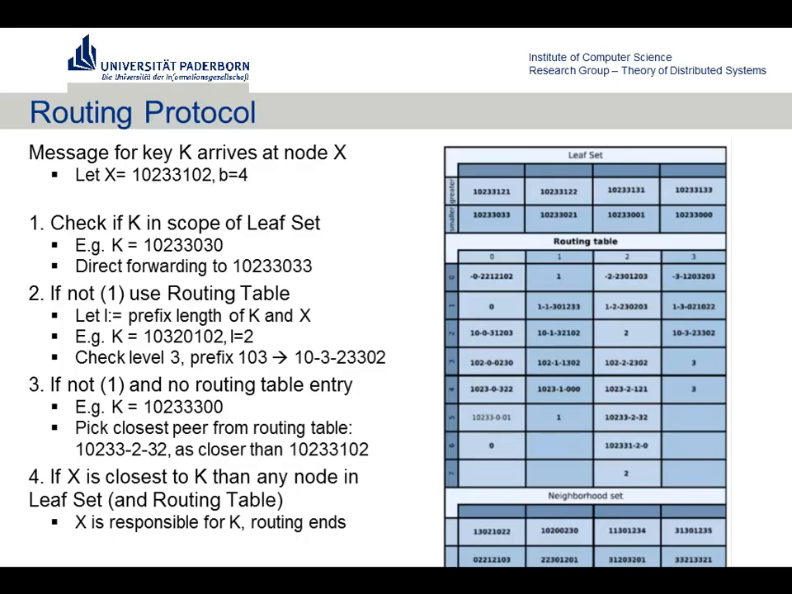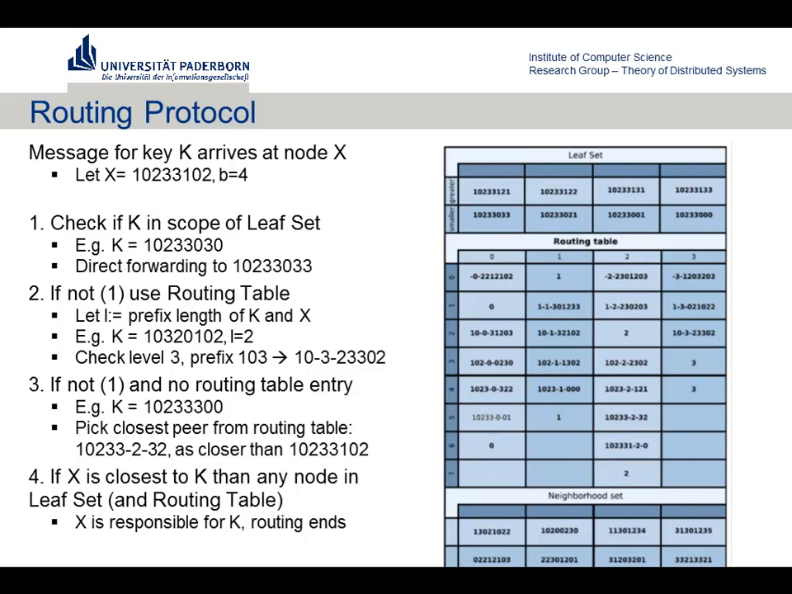Here we have the example. Assume it's basically the same routing table, the same node, base 4, and now we want to see what is the next hop in routing. We get a message for the destination node K arriving at node X. This is the routing table of node X, and we want to find a better next hop, so where to send this message to.